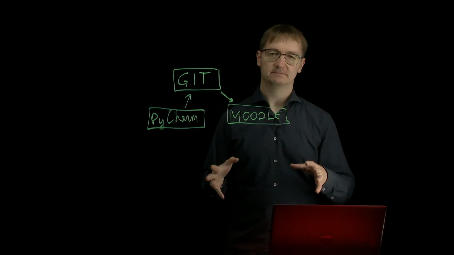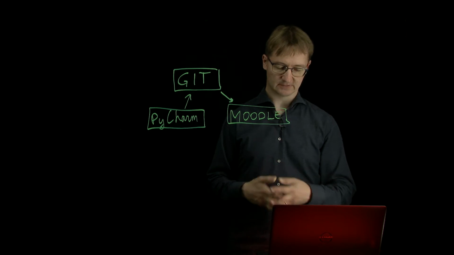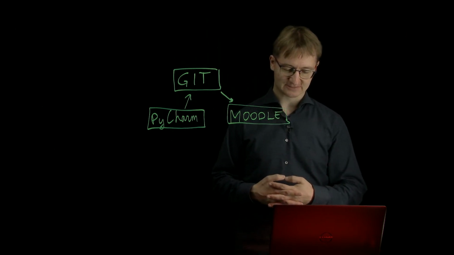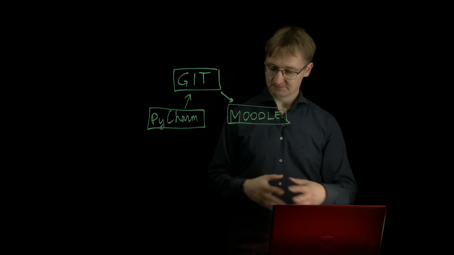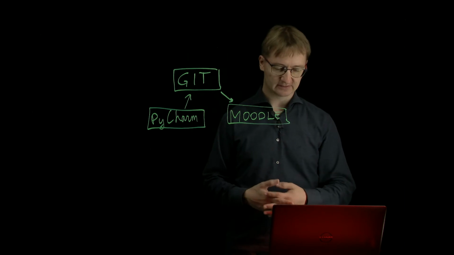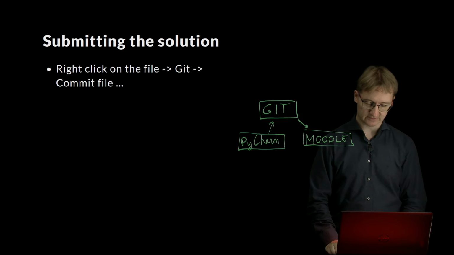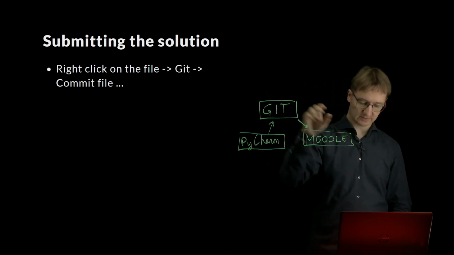Now we have made sure that the code works, at least it does what I think it should do. It doesn't always mean that it does what it has to do. But anyway, at least it works, it does something, and now let's submit this code. So, submitting the solution. Now we have to do this part where we send our code into Git.